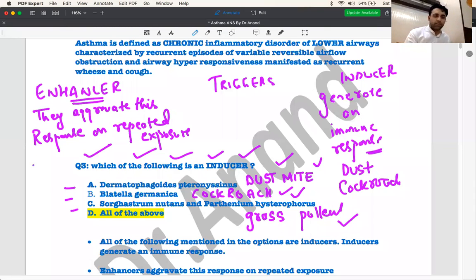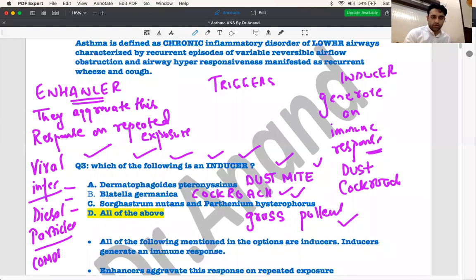For example, a viral infection. For example, diesel particles. And last but not least, comorbid conditions. These are the enhancers basically. If I have a comorbid condition, for example rhinitis or sinusitis, it will aggravate the response.